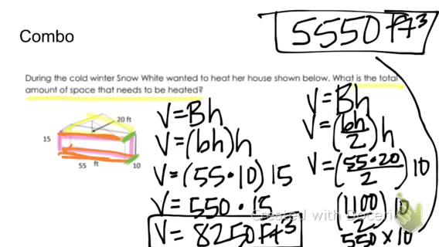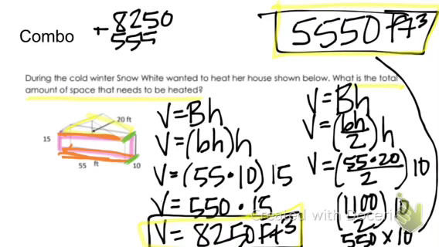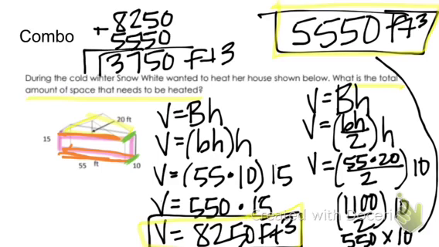And now to find the total, we take this amount and we add it with this amount to figure out the total. So I'm going to do my 8,250 plus 5,500. When we add these together, we get 13,750 feet cubed. All right, and that's pretty much all there is to know over volumes of prisms and cylinders.